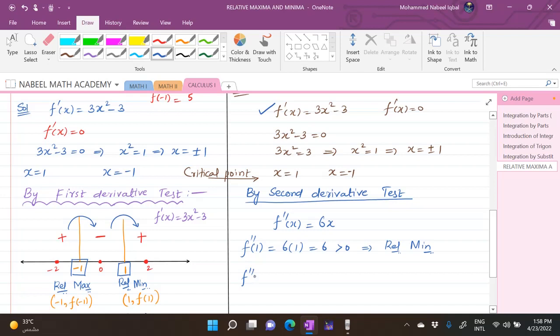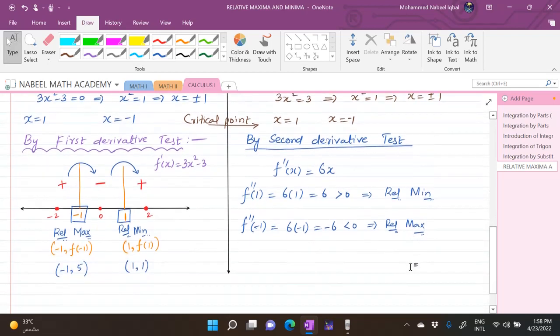And here f double prime of minus 1 is equal to minus 6, which is less than 0, so it is a relative maximum. So this is the result. If you want to write the points, what are they? The minimum is 1 comma f of 1 and the maximum point is minus 1 comma f of minus 1. So if you see, the result is the same: 1 comma f of 1 is the minimum, minus 1 comma f of minus 1 is the maximum.